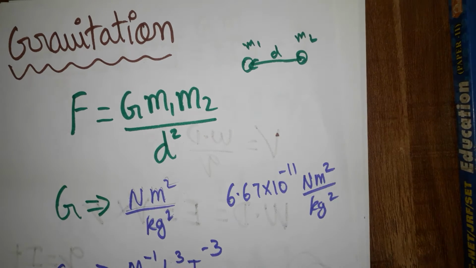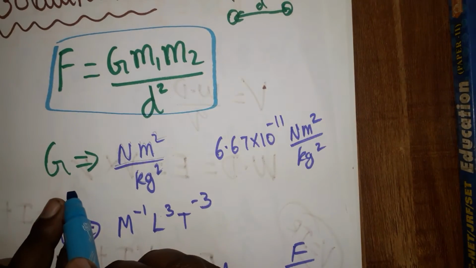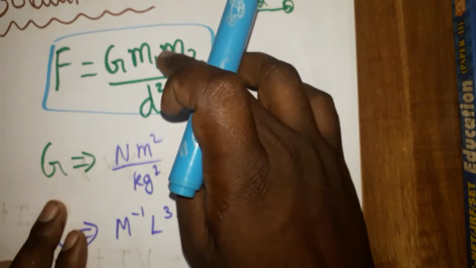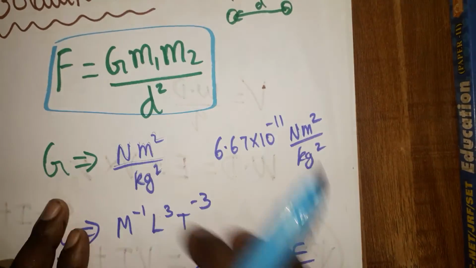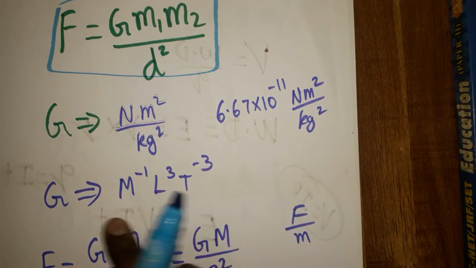The next one I am going to teach you is the unit of the universal gravitational constant. Capital G we call the universal gravitational constant. Force is in Newton, distance is in meter square, and mass is in kg. So the unit is Newton meter square divided by kg. If you solve this dimensional formula, you will get it like this.